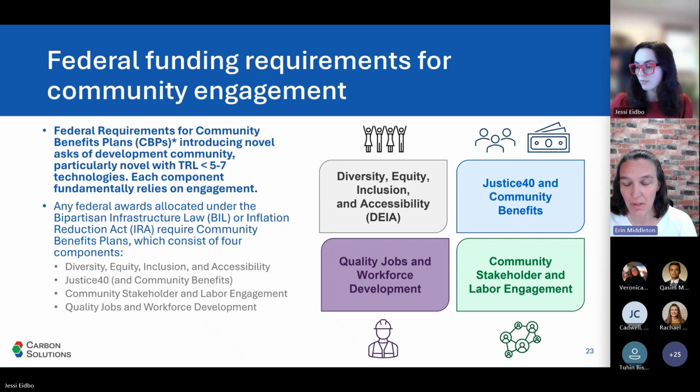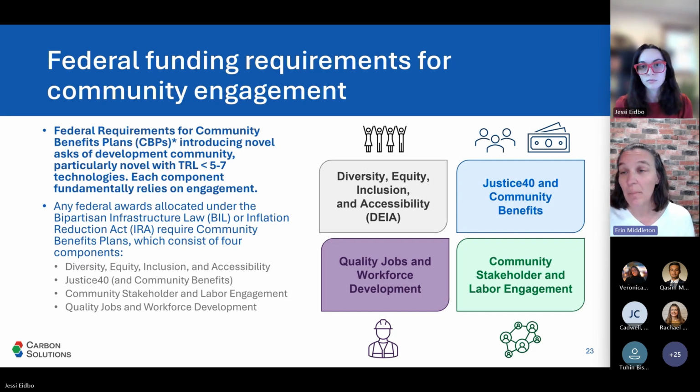As many folks are familiar with, these 4 interrelated tasks make up community benefits plans: diversity, equity, inclusion, and accessibility; Justice40; community stakeholder and labor engagement; and quality jobs and workforce development. Each one of these is a component of something usually called a community benefits plan that is required for a variety of projects. Many of you know that these things are required for federal projects. They can take different flavors or slightly different requirements depending on where you are in the project, whether you're writing a proposal or whether it's been awarded.